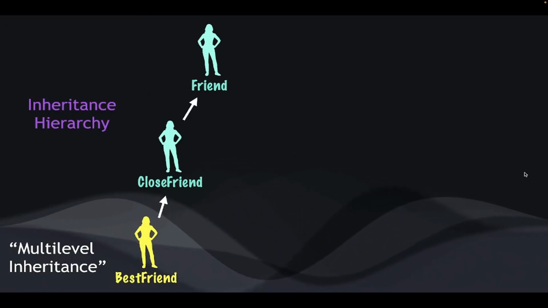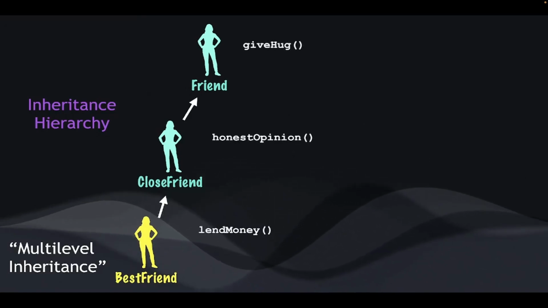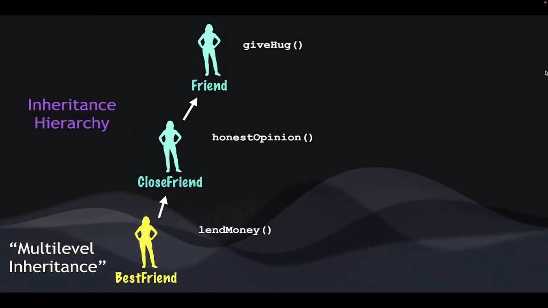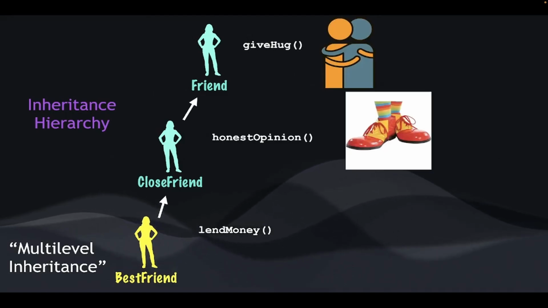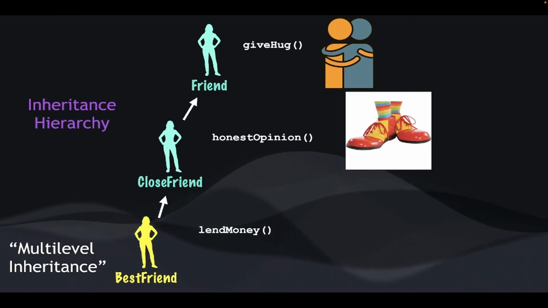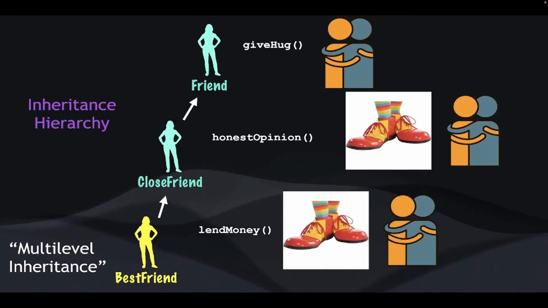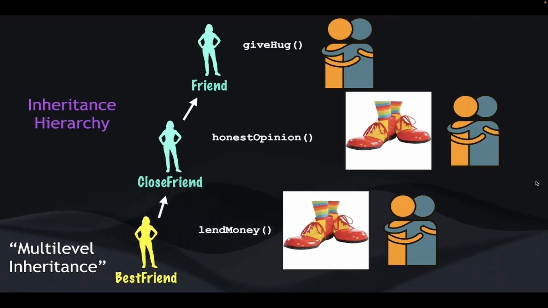Now, these three classes all have methods, they all have behaviors that they offer, right? So a friend can give us a hug. A close friend can be honest with us. If we ask them, do these shoes make my feet look big? They'll give us a true answer. But since a close friend is also a friend, they inherit the ability to give us a hug. That means, of course, that a best friend inherits the ability to be honest about our shoes and to give us a hug. All the way up the inheritance tree, we get to inherit all that stuff. And then a best friend adds on the ability to lend money.